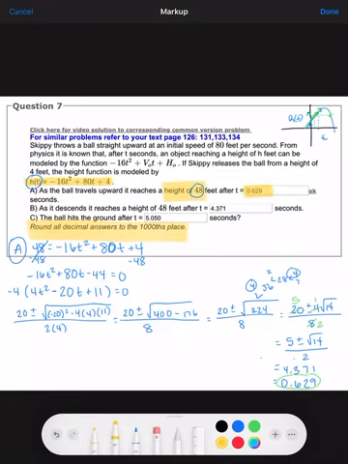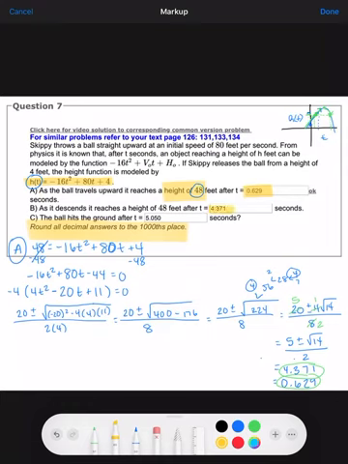right here. And then part B, I can already go ahead and answer. It says as it descends, it reaches a height of 48 feet after. And so what it's asking is, when does this ball, so it reaches a maximum point and then it starts going down and it hits 48 feet again, which would be the second value I found, which is this 4.371. So that's why I plugged that in there. Okay, so part A and B are done.